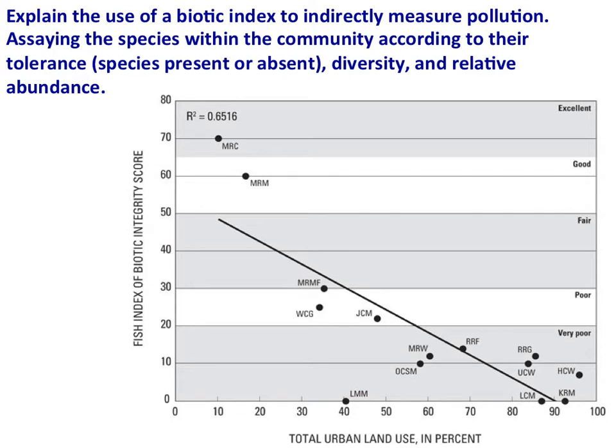Here is a graph from the Milwaukee, Wisconsin Metropolitan Sewerage District. It's a graph that shows a fish biotic index score plotted against percent urban land use for 15 stream sites in this Milwaukee, Wisconsin district. You can clearly see the relationship. The greater the urban land use, the lower the biotic index.